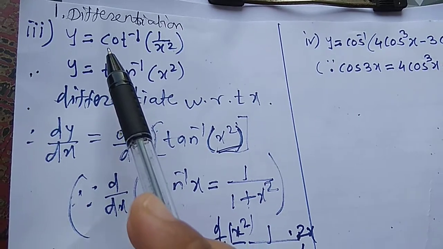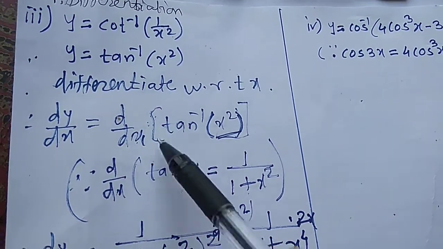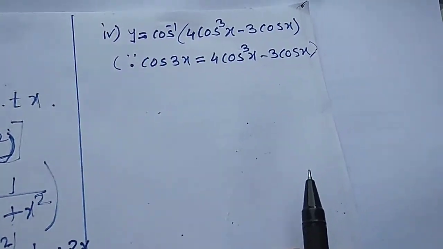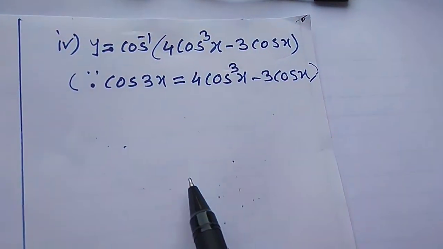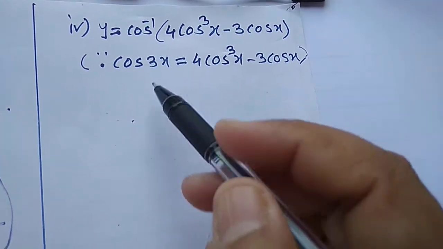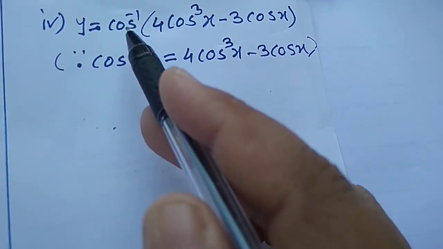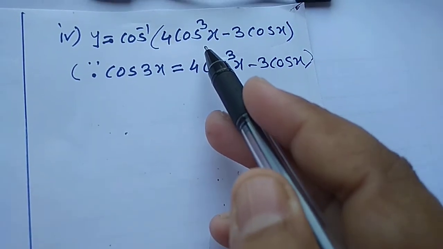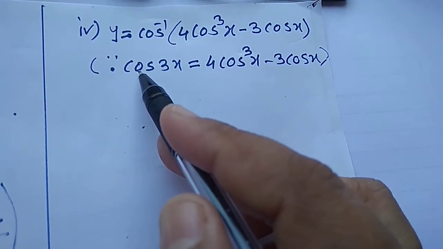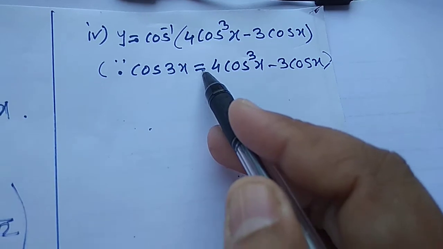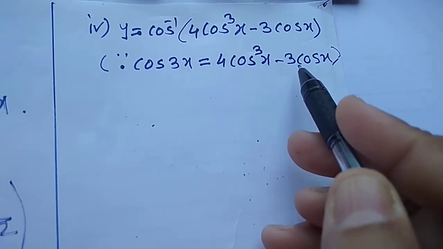Already we have seen examples on inverse trigonometric functions. So let us see another few examples on trigonometric functions. Example number 4. y is equal to cos inverse of (4 cos cube of x minus 3 cos x). But we know that cos 3x is equal to 4 cos cube x minus 3 cos x.